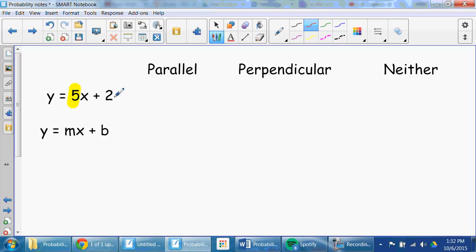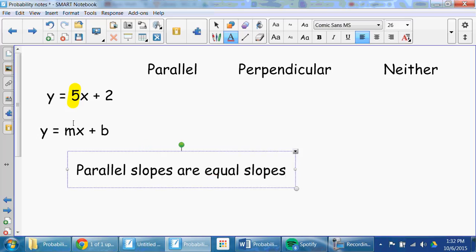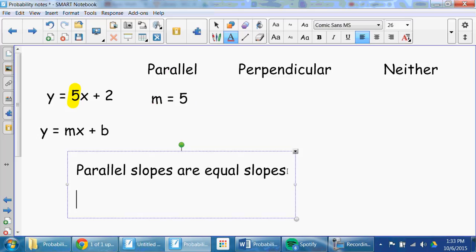If the slope is 5, parallel slopes are the same slope. So parallel slopes are equal slopes. In order to do that, my slope would be m equals 5 for this one. M would equal 5 because they need to be the same.